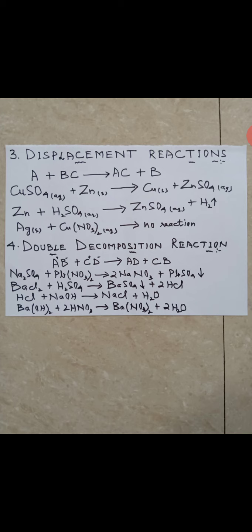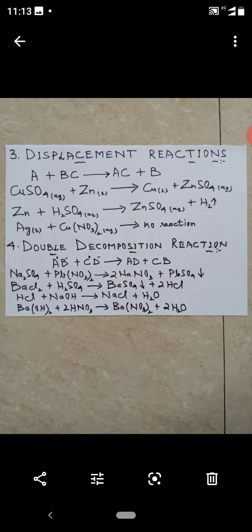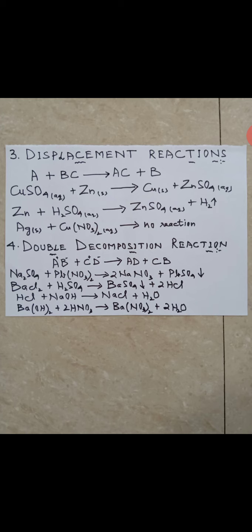When the molecules of two compounds exchange their radicals, I have explained, to form two different compounds, what you can see there, AD and CB, the reaction is called a double decomposition reaction. You can take any other reactions.